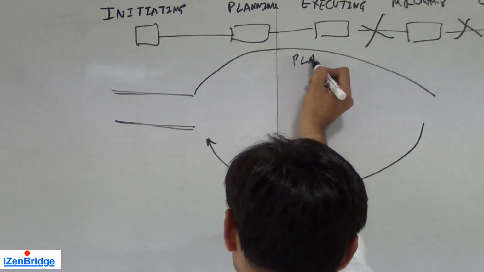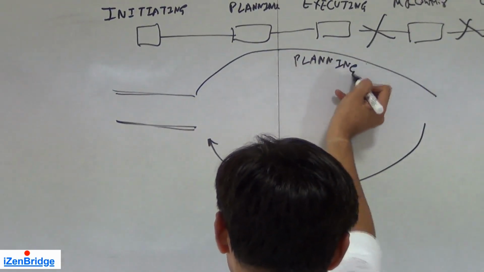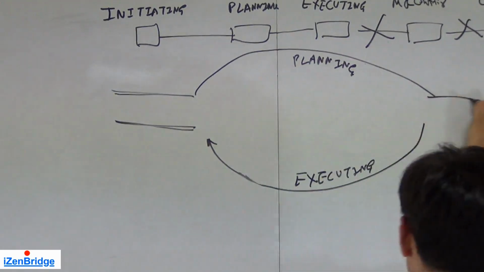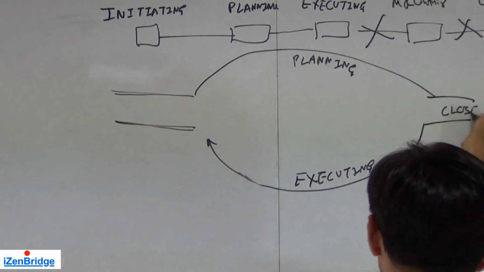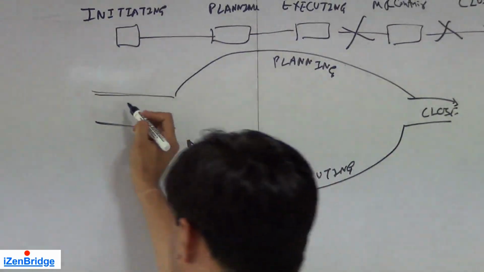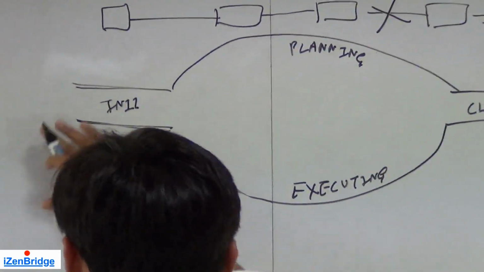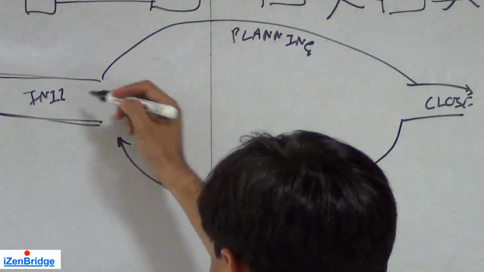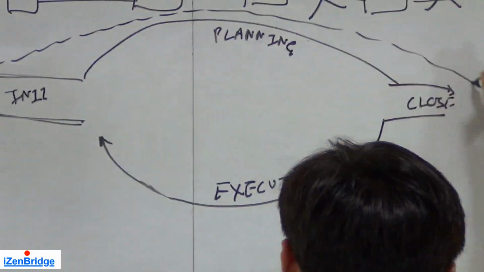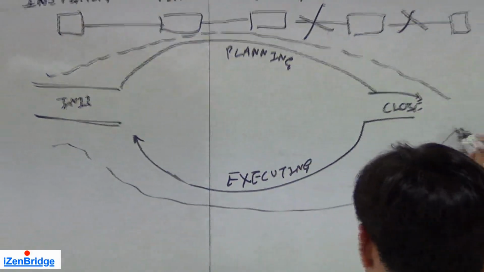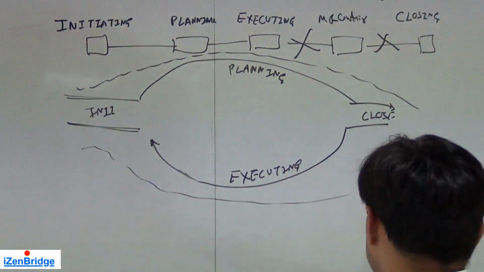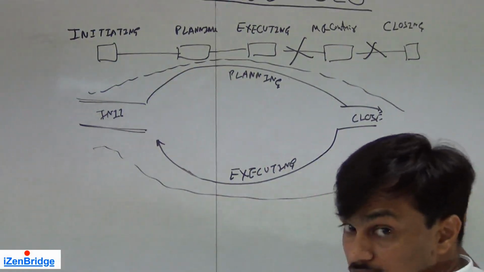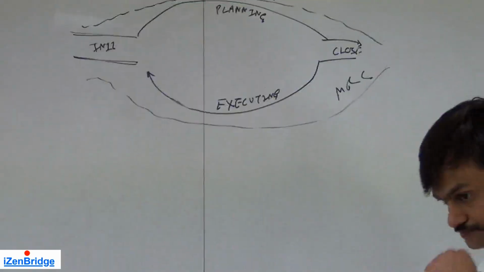So we keep doing planning, and then we keep doing the work, and at the end we close the project. So there will be processes. Initially we will be doing many initiating processes, then we will be doing planning and execution processes, and monitoring and control will remain active throughout the project life cycle, because from the beginning till the end, monitoring and control processes remain active to control our initiating, planning, and executing activities.